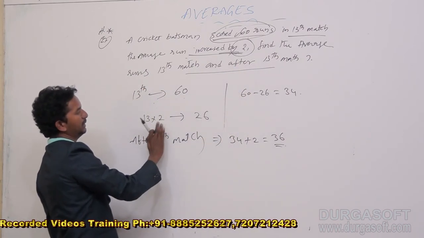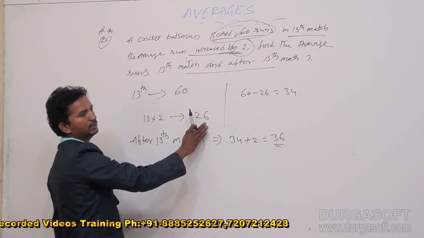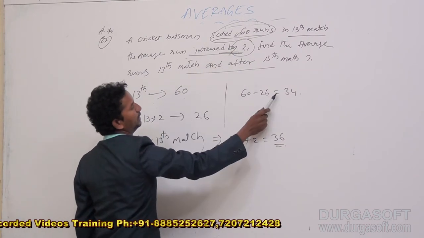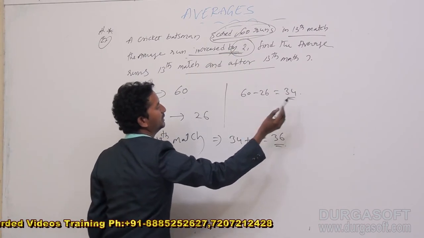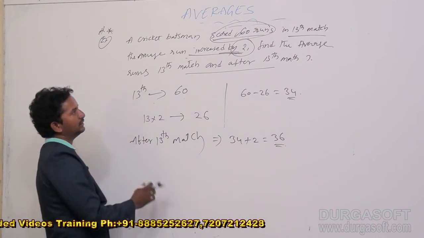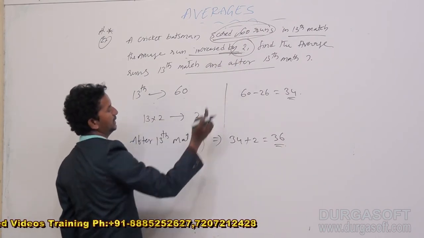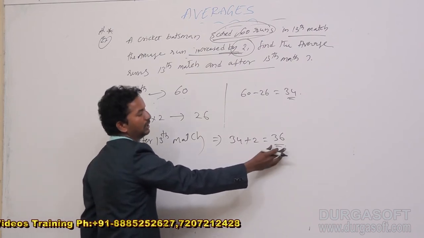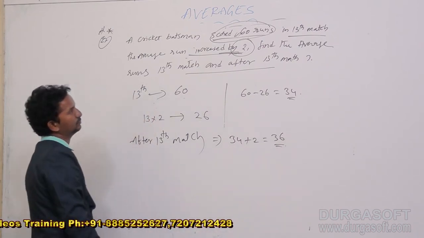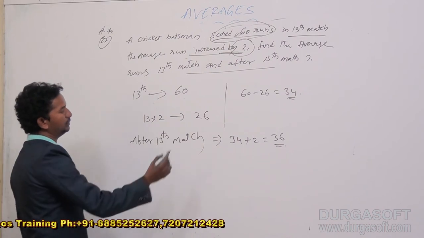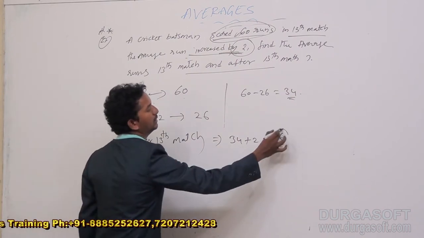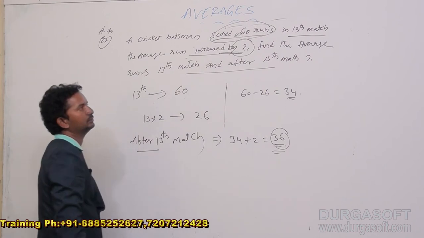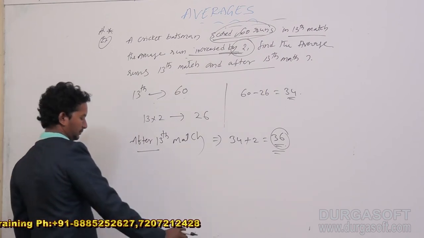Before the 13th match, 60 minus 24 gives 34. After the 13th match, the average is increased by 2, so we add the 2 here. The total is 36. After the 13th match, the score is now 36.